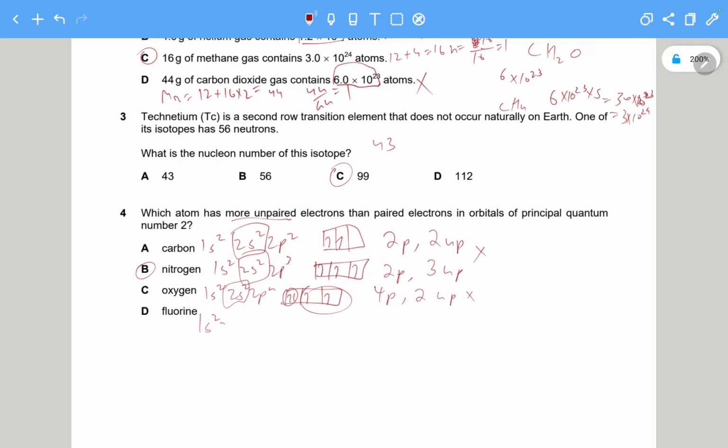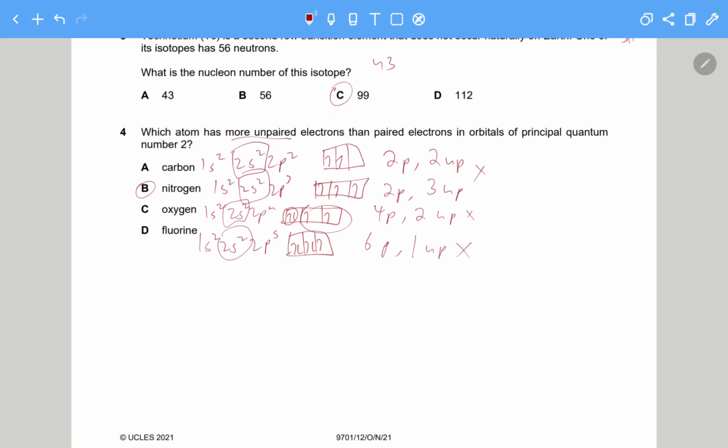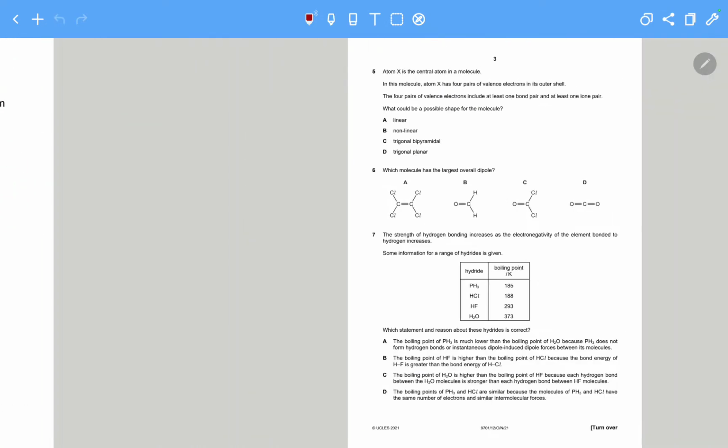Fluorine is 1s2, 2s2, 2p5. 2s again both paired, 2p is 1, 2, 3, 4 and 5, and therefore we have 6 paired and only 1 unpaired, and this cannot be the answer because we need more unpaired than paired for this question. So B is the correct answer.